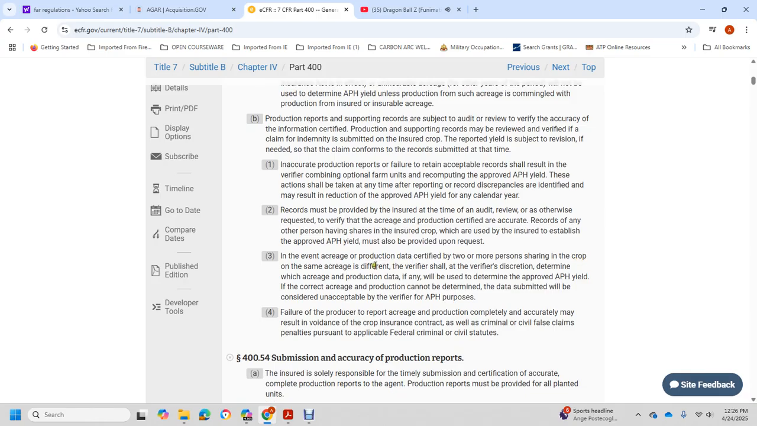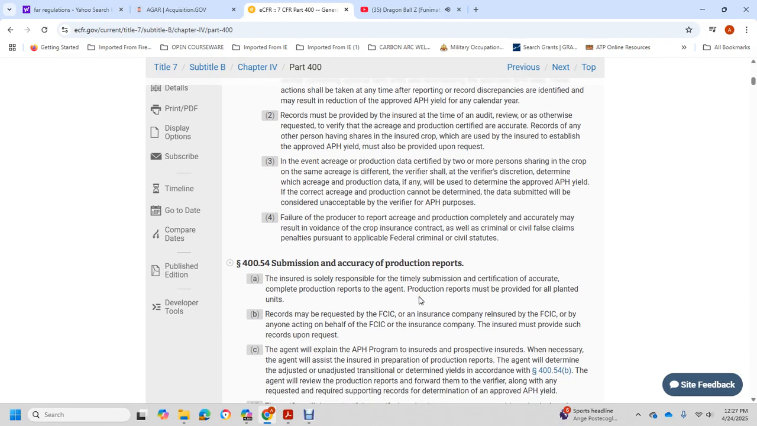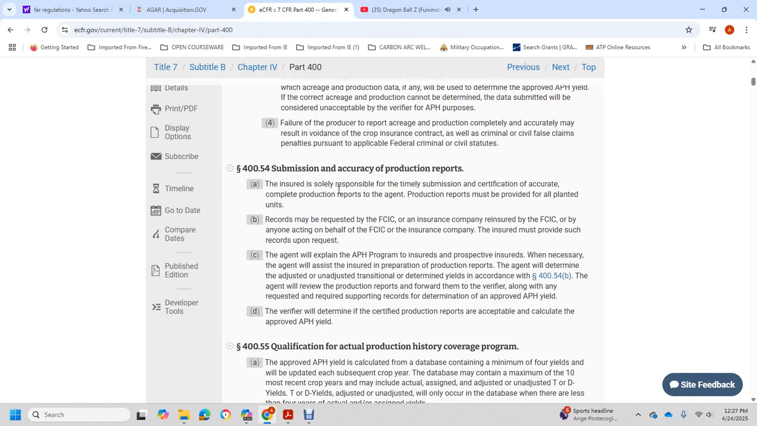In the event the acreage and production data certified by two or more persons sharing in the crop on the same acres are different, the verifier shall, at its discretion, determine which acreage and production data will be used to prove the actual production history yield. If the correct acreage and production cannot be determined from the data submitted, it is considered unacceptable for verifiable actual production history purposes. Failure of the producer to report complete and accurate acreage and production may result in violation of the crop insurance contract, with criminal and civil false claim penalties presumably applicable under federal claim and criminal and civil statutes.